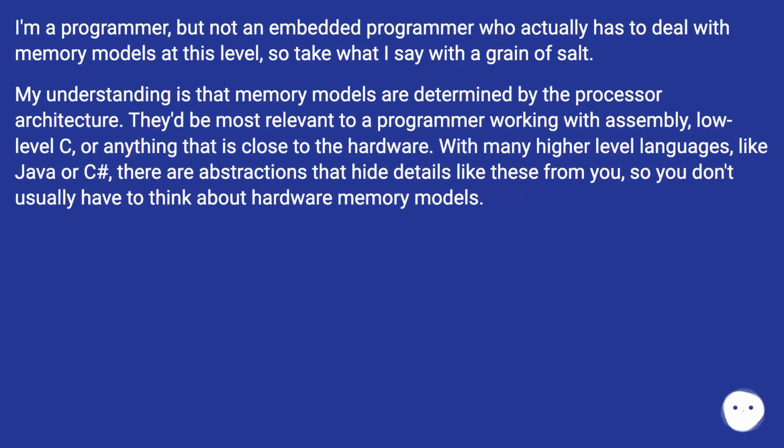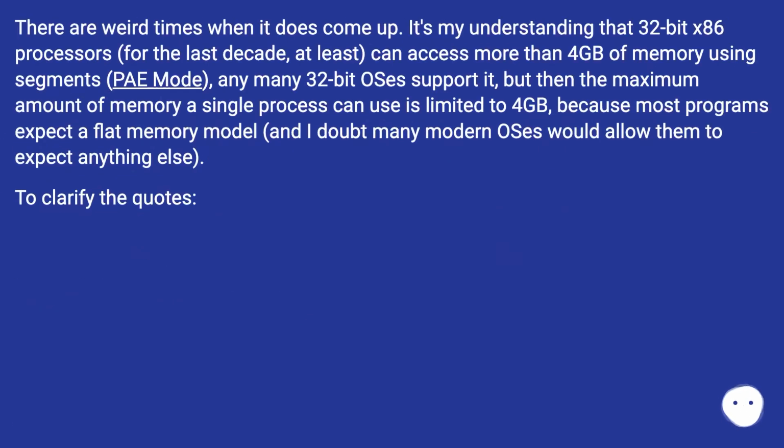I'm a programmer, but not an embedded programmer who actually has to deal with memory models at this level, so take what I say with a grain of salt. My understanding is that memory models are determined by the processor architecture. They'd be most relevant to a programmer working with assembly, low-level C, or anything that is close to the hardware. With many higher-level languages, like Java or C#, there are abstractions that hide details like these from you, so you don't usually have to think about hardware memory models. There are weird times when it does come up.